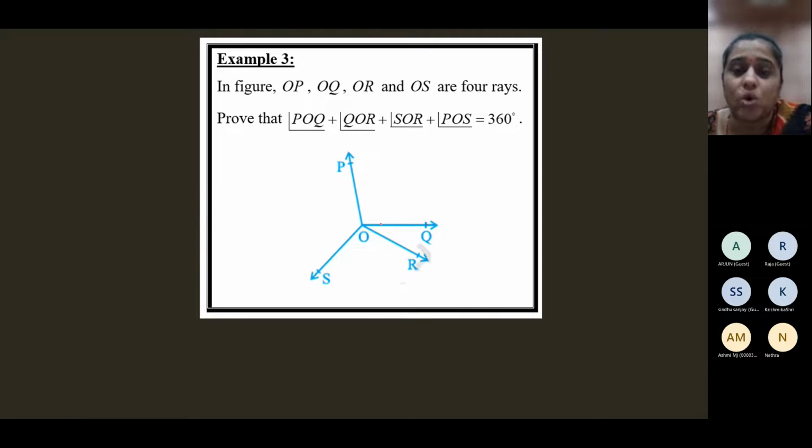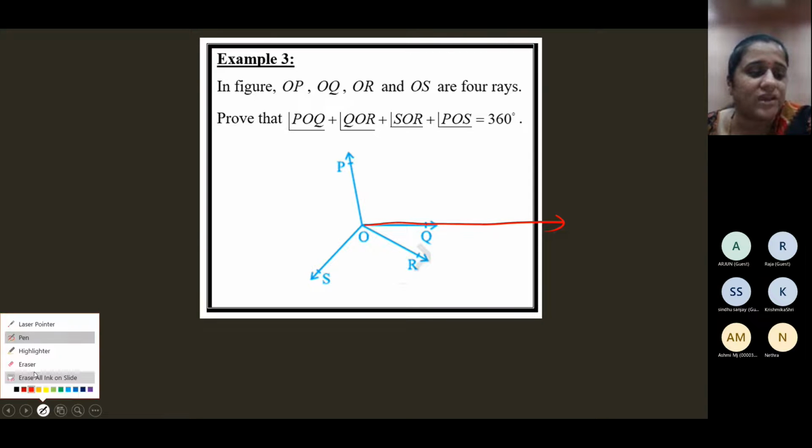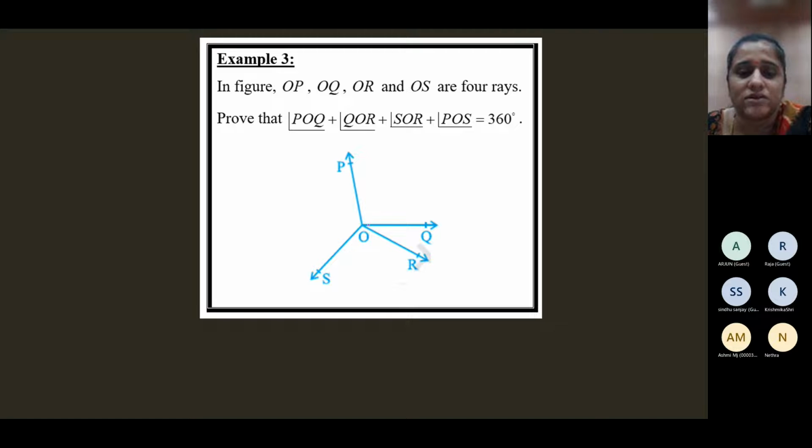You can say produce the ray OQ backwards. If you produce the ray OQ backwards, it is like this, to a point that is not there, T. So produce the ray OQ backwards to a point T. Now TOQ is a straight line.